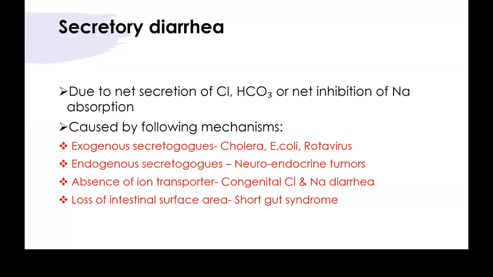Secretory diarrhea, as I said earlier in that diagram, is due to net secretion of chloride and bicarbonate or net inhibition of sodium absorption. Either sodium is not absorbed properly, therefore water is not going into the enterocyte, or chloride and bicarbonate are secreted more, which causes more water loss. This can be caused by exogenous secretagogues, endogenous secretagogues, absence of ion transporter, or loss of intestinal surface area. I have given a few examples for each of these mechanisms, so you can go through them.